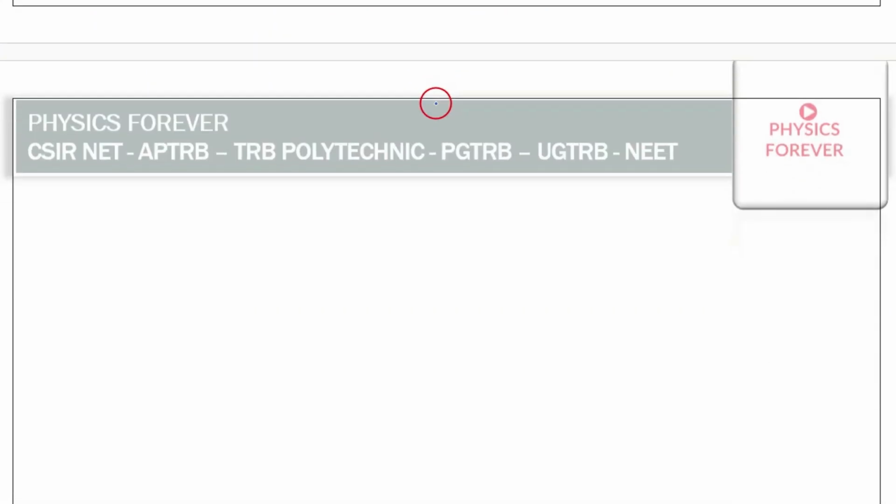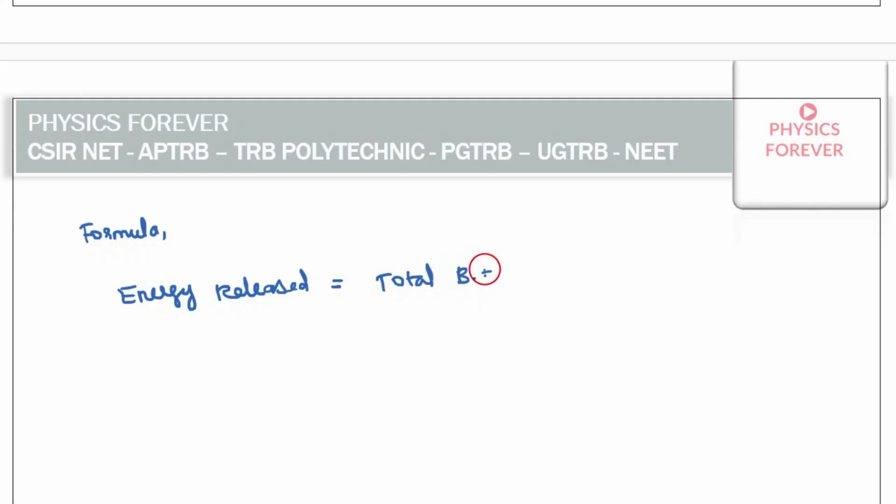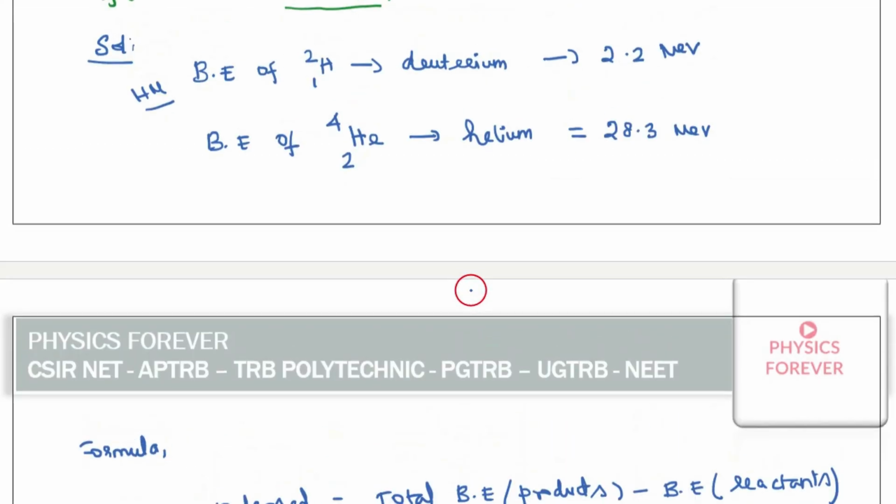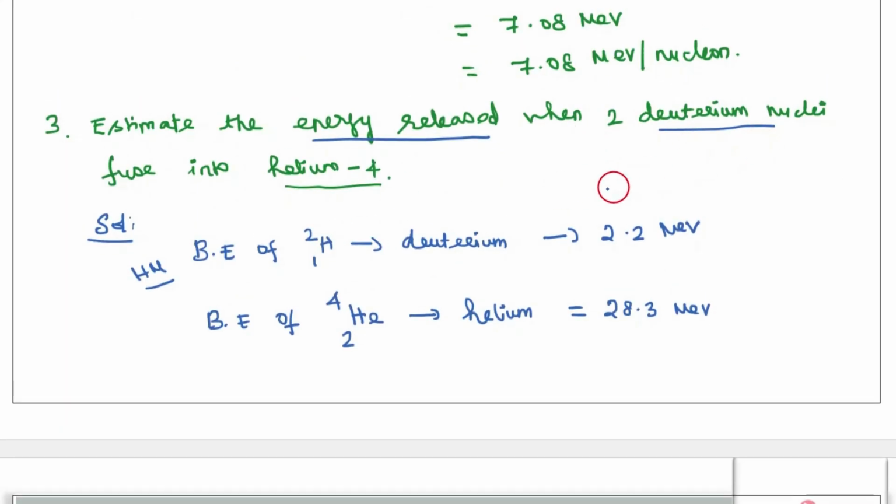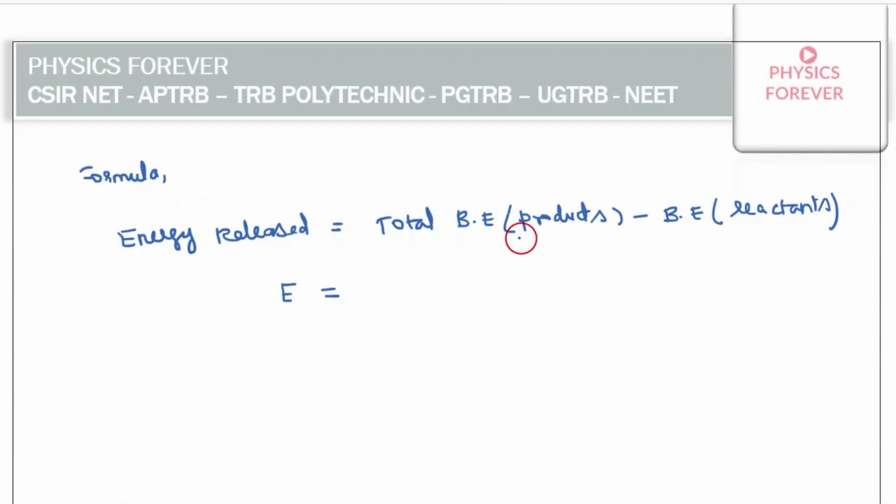Okay. Appo then formula for energy released which is equal to then total binding energy, that should be a product, minus binding energy of reactants. அப்போ then energy total energy is equal to அப்போ total binding energy இங்க product என்றது என்னது when two deuterium nuclei fuse into helium அப்போ product என்றது helium, reactant என்றது deuterium. அப்போ நம்மளுக்கு வேல்யூ தெரியும்.